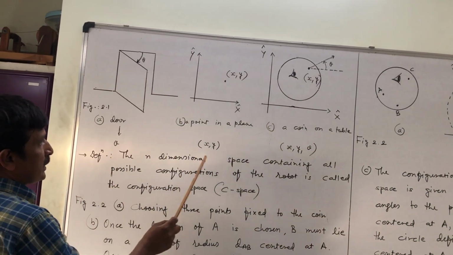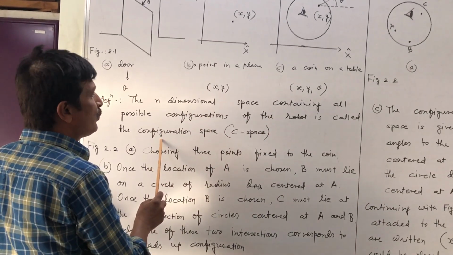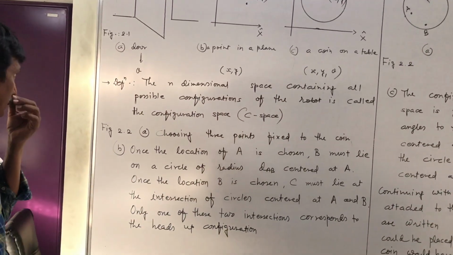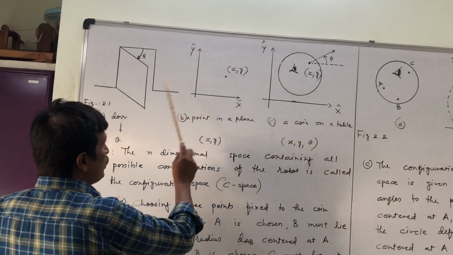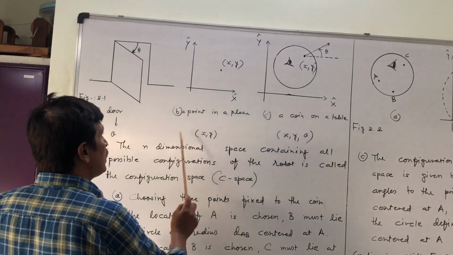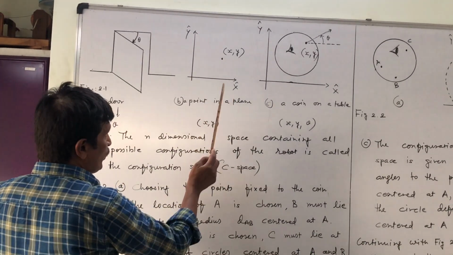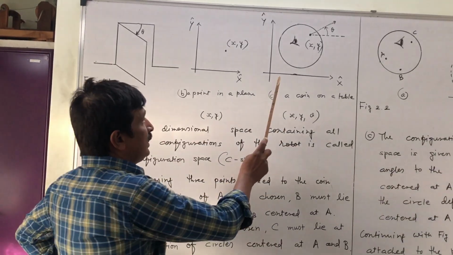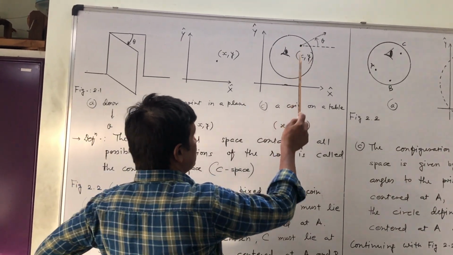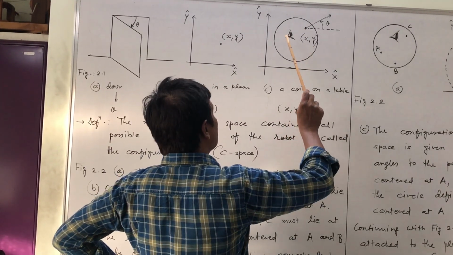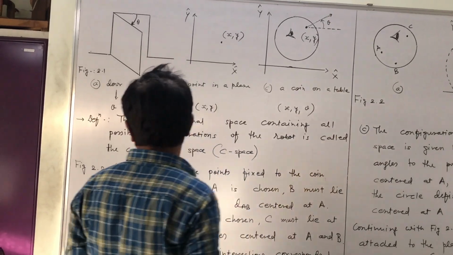The n-dimensional space containing all possible configurations of the robot is called the configuration space, C space. Here we require just theta to represent it. Here we require two numbers: one is the x coordinate, and the other is the y coordinate. Here we require three numbers: one point, x coordinate, y coordinate, and for orientation, some angle theta with a reference line.